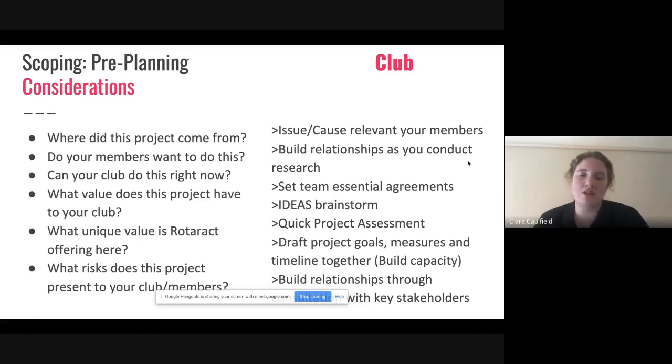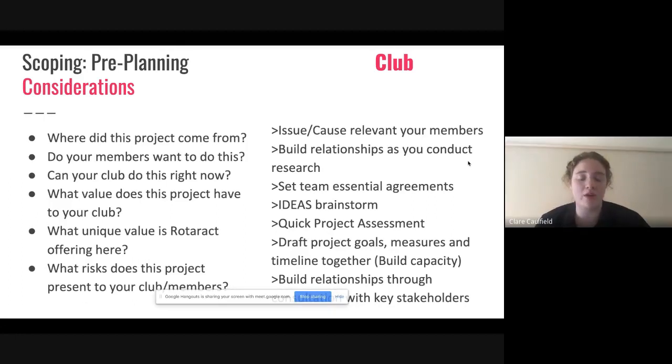So here we want to choose an issue or a cause that feels relevant to our members. And there's a lot of relationship building. So as we conduct our research, we can reach out and expand our networks and share the Rotaract brand and what we're about with other non-government organisations, other community groups, and start to build relationships that could last a really long time.